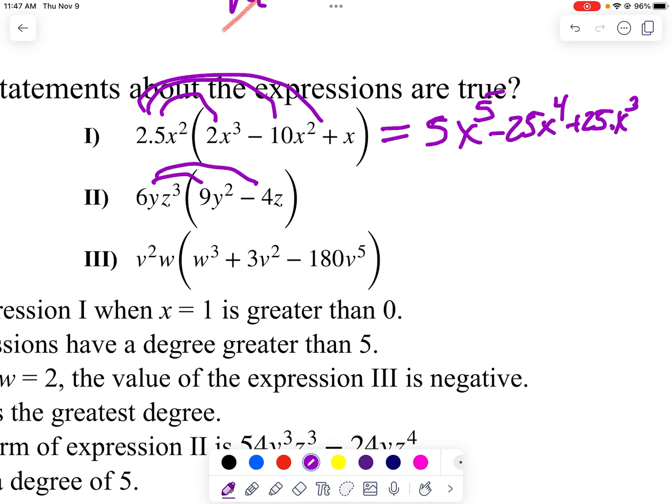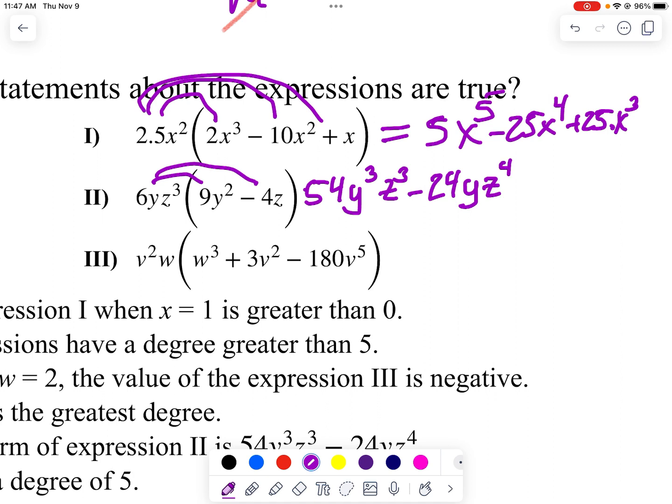6 times 9 is 54. I'll have y to the third, z to the third. Don't do anything with the z's on that one. Minus 6 times 4 is 24. And then we already have the y, and then z to the fourth.